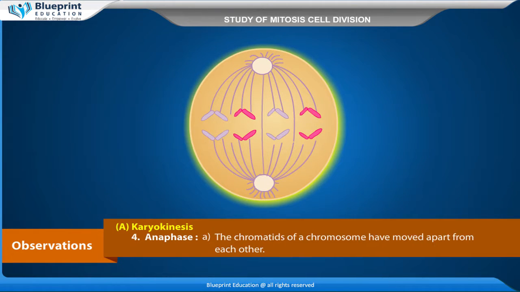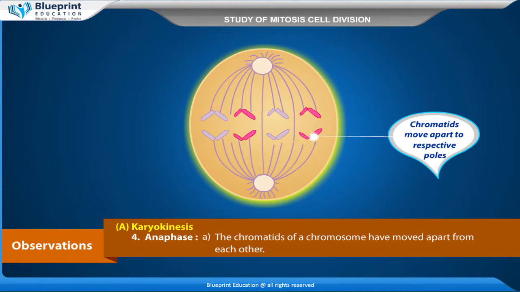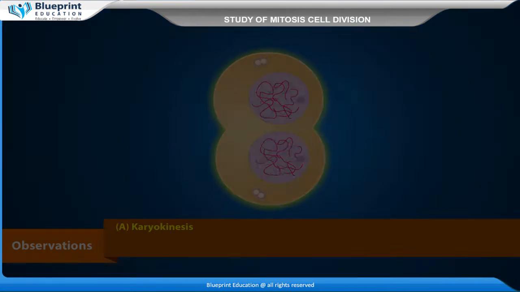Anaphase. The chromatids of a chromosome move apart from each other. They start migrating to the opposite poles. The chromatids assume a V, L, J or T-shaped appearance while they move to the poles.